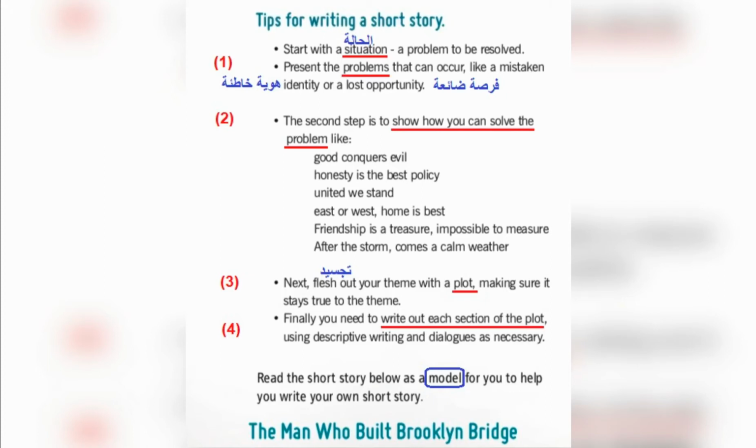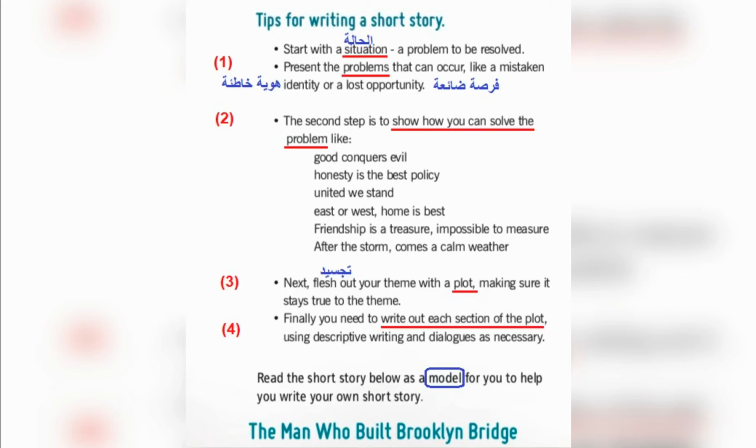And now we are going to read some tips for writing a short story. So start with a situation, a problem to be resolved. Present the problems that can occur, like a mistaken identity or a lost opportunity. So there must be some kind of a problem to be solved.